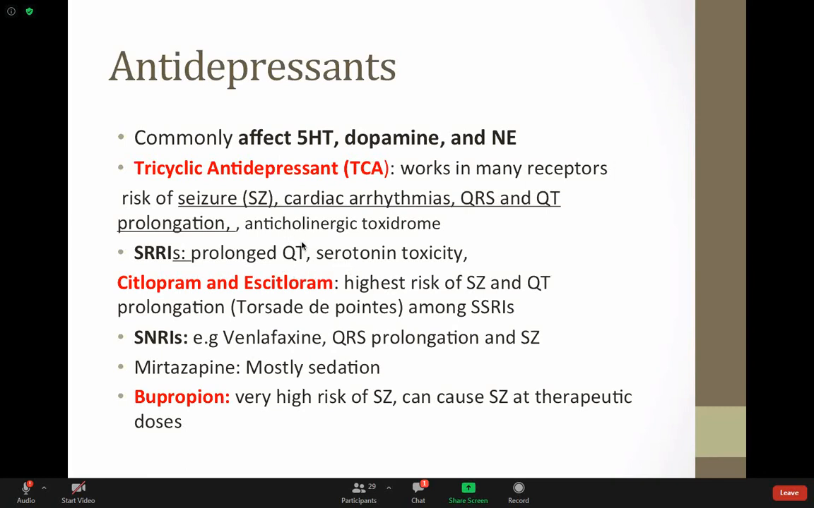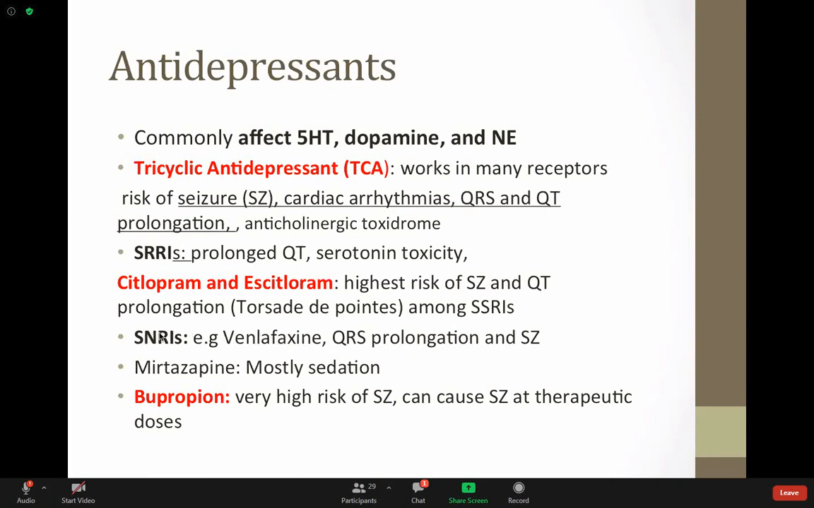They can cause prolonged QTc, but citalopram and escitalopram are the worst SSRIs in overdose. In overdose, they're bad because they cause seizure and they cause QTc prolongation more than the others. So the patient can get seizure and can get Torsades. You treat citalopram and escitalopram with magnesium sulfate if they have Torsades or prolonged QTc, and you treat the seizure with benzodiazepine. So ECG is very important. That's why everybody with overdose gets an ECG.